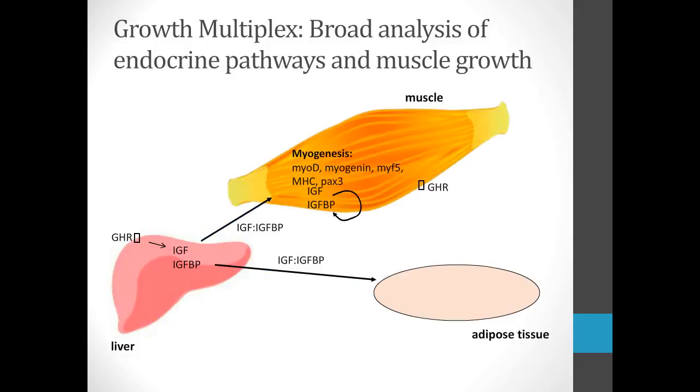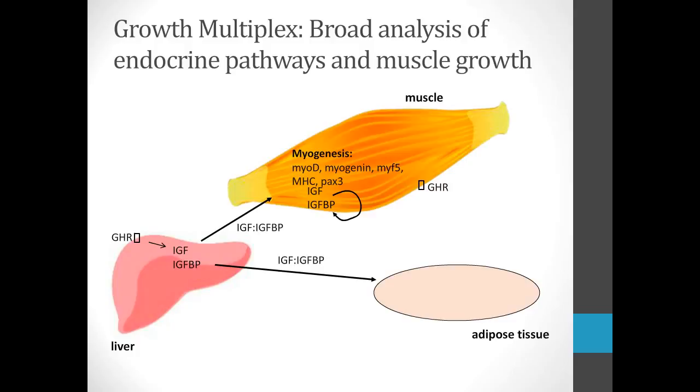The growth multiplex is important in muscle and liver. One of the more valuable features of this multiplex is the inclusion of critical components of the growth hormone IGF axis. Plasma IGF is largely of hepatic origin, so measuring expression of this gene gives us insight into the regulation of one of the most central regulators of growth.